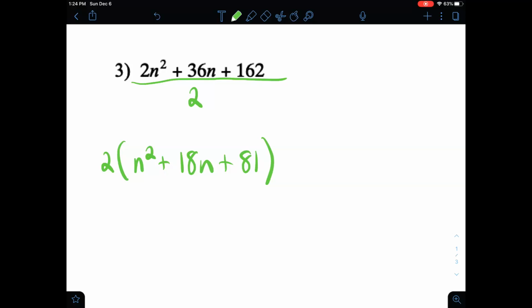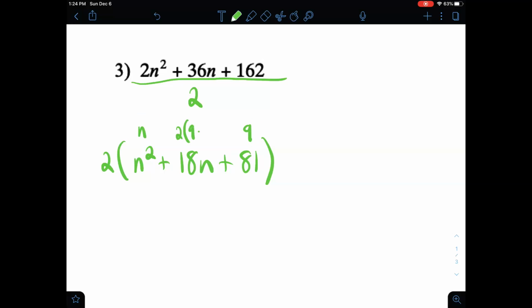All right. How many terms do we have here inside the parentheses? Well, we got 1, 2, 3 terms, right? Is it a perfect square trinomial? Well, remember, a perfect square trinomial is going to be 2 perfect squares in the front and back, all right? Is n squared a perfect square? Yep, square root of n squared is n. Is 81 a perfect square? Yep, square root of 81 is 9. And the middle has to be 2 times or double these 2 perfect squares or square roots being multiplied together.